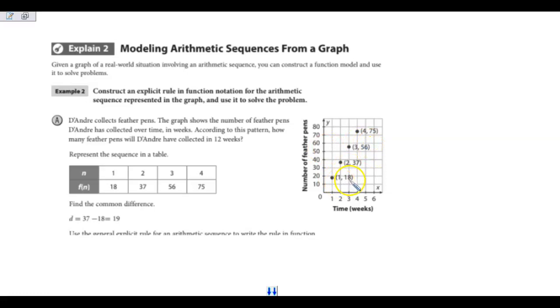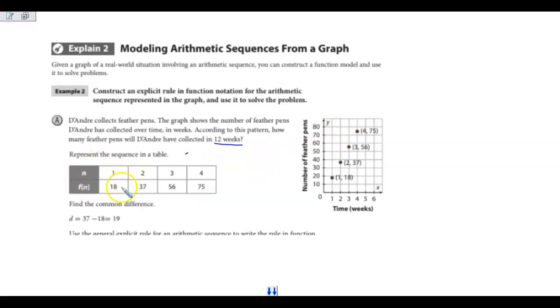Okay? It says construct an explicit rule in function notation for the arithmetic sequence represented in the graph and use it to solve the problem. DeAndre collects feather pens. The graph shows the number of feather pens DeAndre has collected over time in weeks. According to this pattern, how many feather pens will DeAndre have collected in 12 weeks? So the first thing we need to do is come up with our explicit rule so that we can determine how many feathers he's going to have in 12 weeks.